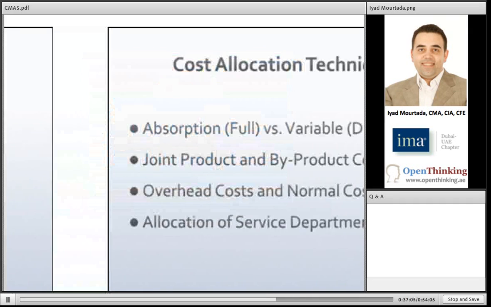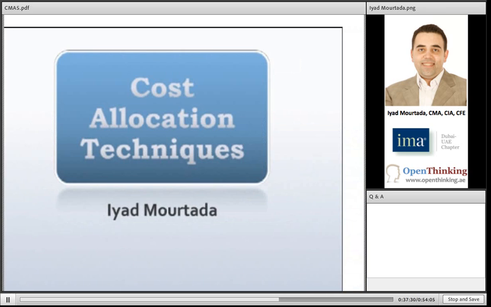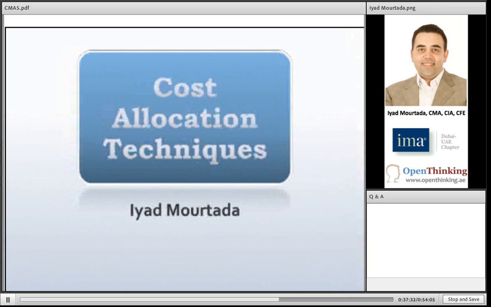Okay, cost allocation. So when we look at cost allocations, here are the things that we look at. We look at observation. So in that way, are we absorbing this cost, or is it about variable costing? See, in that way we look at full costing compared to direct costing. What about joint product compared to byproduct? What about overhead costs, normal costing, and allocation of the service department? So let's go over them one by one.